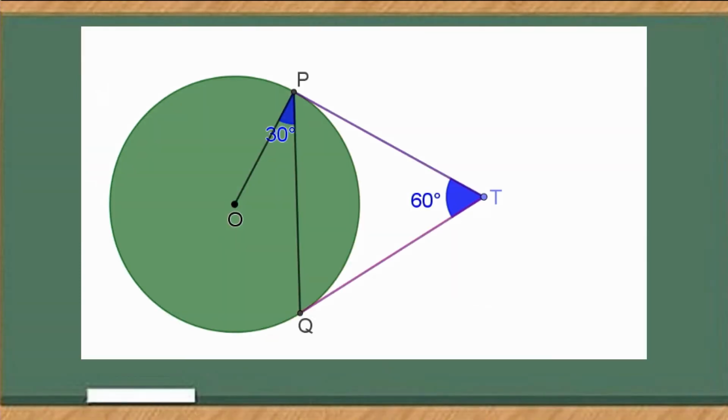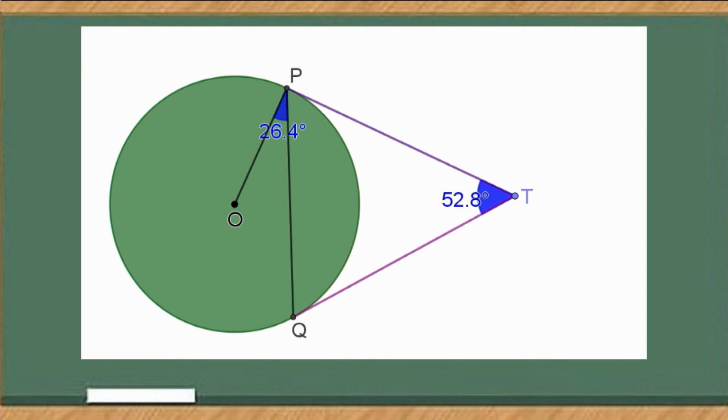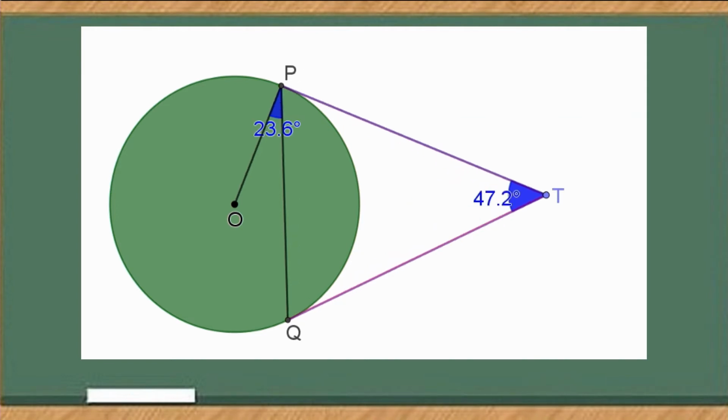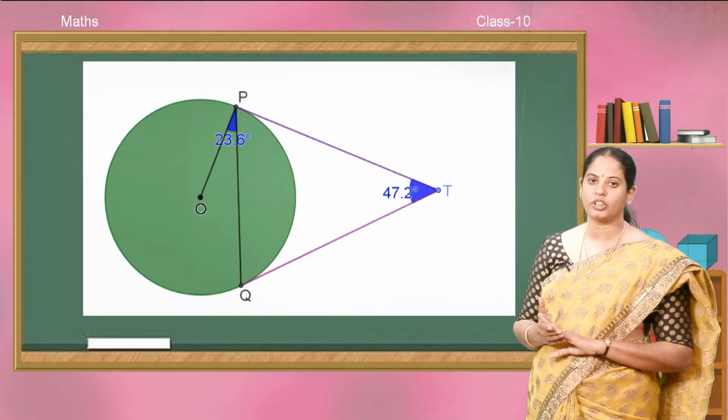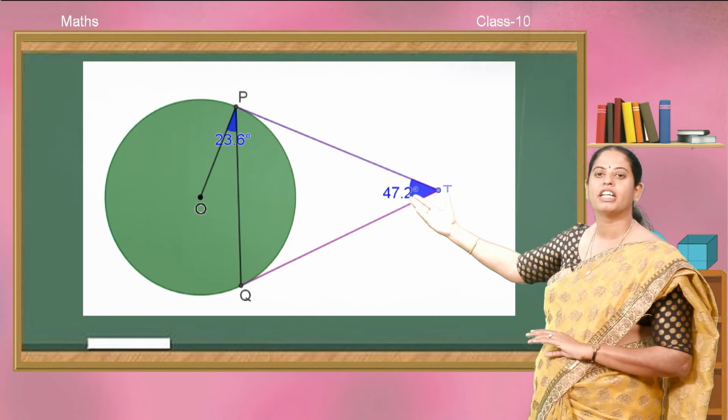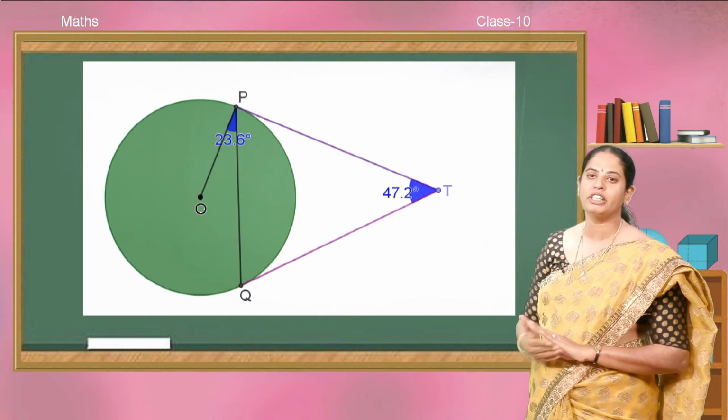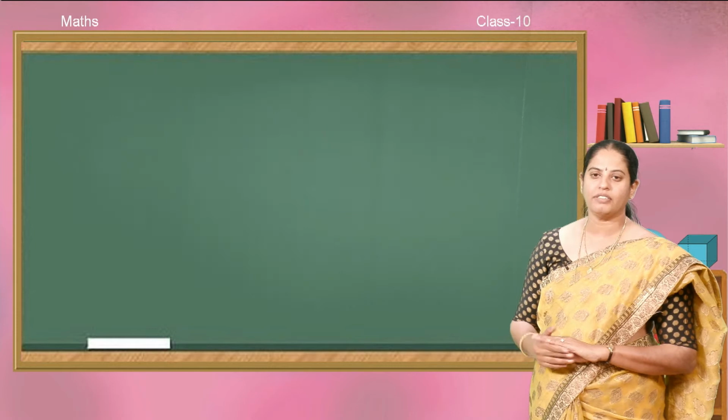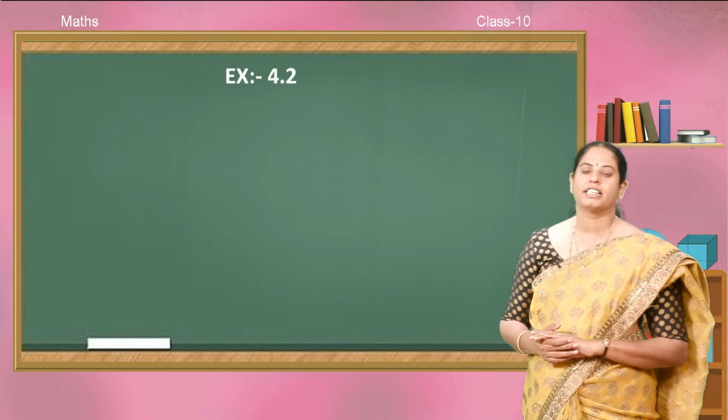Now observe, even though the position of the point changes and the radius of the circle changes, the relation remains the same, that is angle OPQ and angle PTQ. If you observe the relation, angle PTQ is twice the angle OPQ. Yes, 23.6, twice of it is 47.2 degree. Okay, we have also verified that statement.